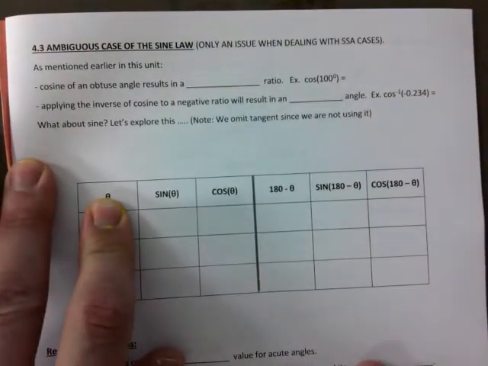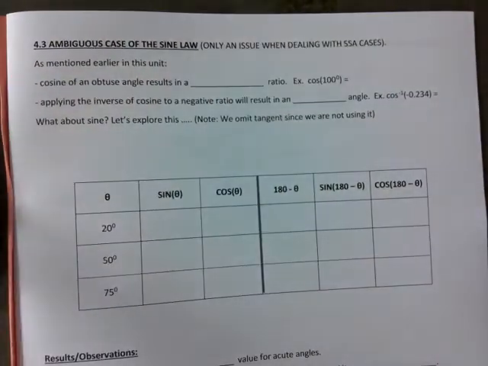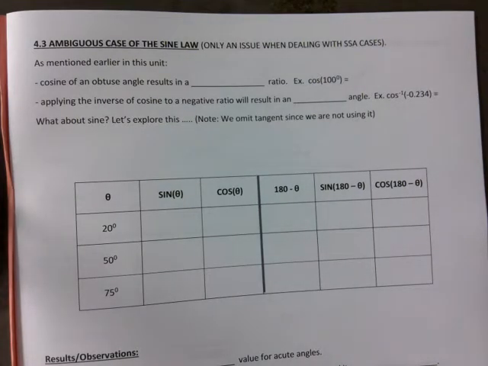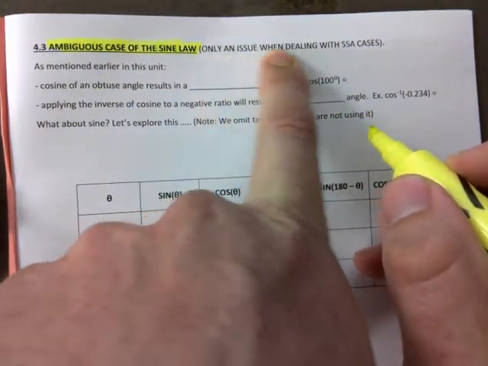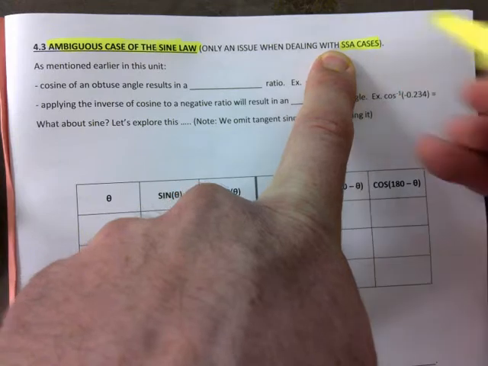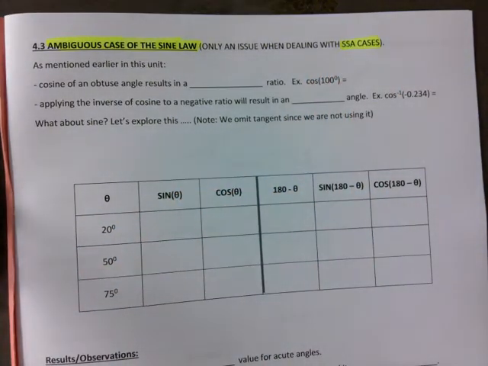So part 3, ambiguous case, here we go. A highlighter as well, okay? The ambiguous case of the sine law. Remember, I'm saying it's sine law, so cosine law doesn't have an issue. It's only sine law that has a problem, okay? So the ambiguous case of the sine law, right? Maybe all of it, but only an issue when dealing with SSA cases. That is very important. Side angle. You remember the trick? How do you know?